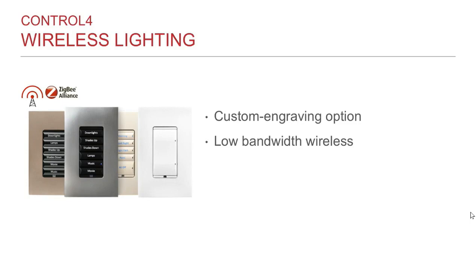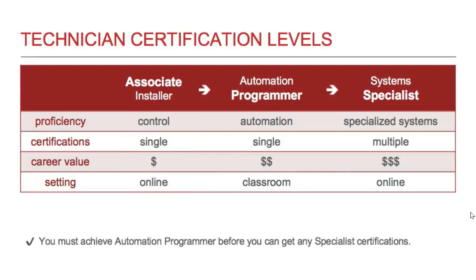Because Control4 wireless lighting components can directly replace existing switches and dimmers, they are particularly well suited for retrofitting an existing home's lighting. As part of your Associate Installer certification, you will learn how to control wireless lighting, including how to configure a keypad, customize LED colors and behaviors, and do basic troubleshooting.